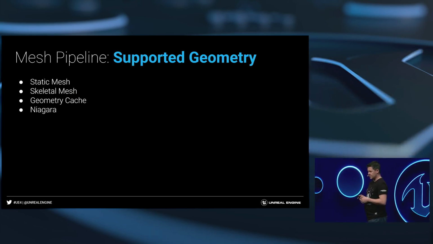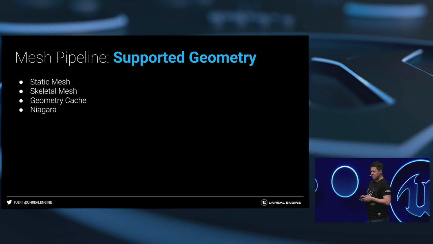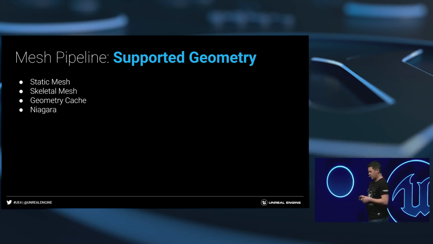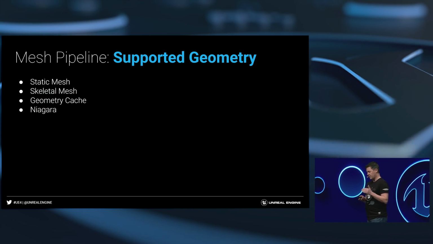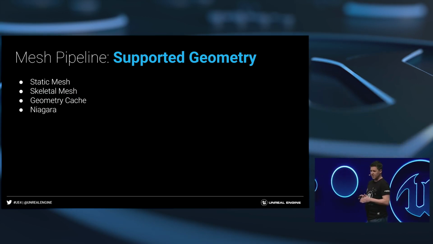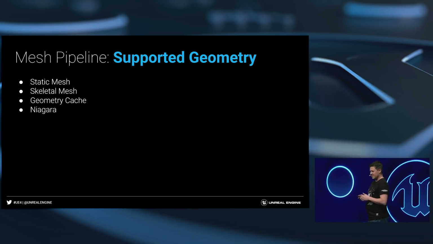To talk about supported geometry, we currently have static meshes, skeletal meshes, geometry cache, which is our Alembic support used in the demo you saw earlier, and Niagara particles. There is a number of geometry that's missing. Things like landscape and foliage come most often to mind in people's minds on the forums as they post. And we intend to support this very, very soon in the near future. That's actively what we're working on right now.